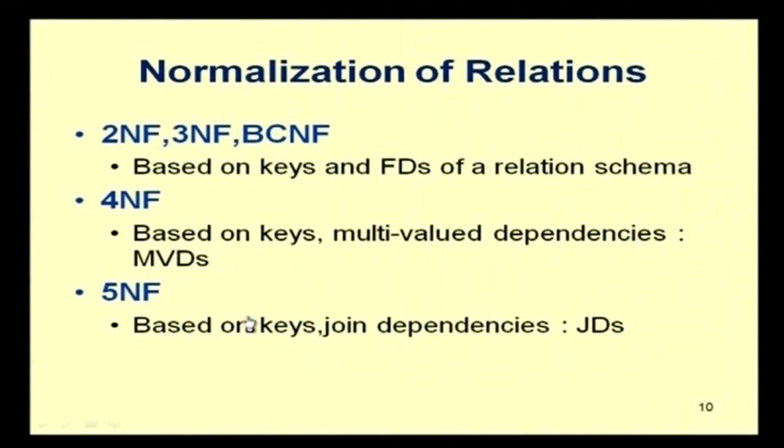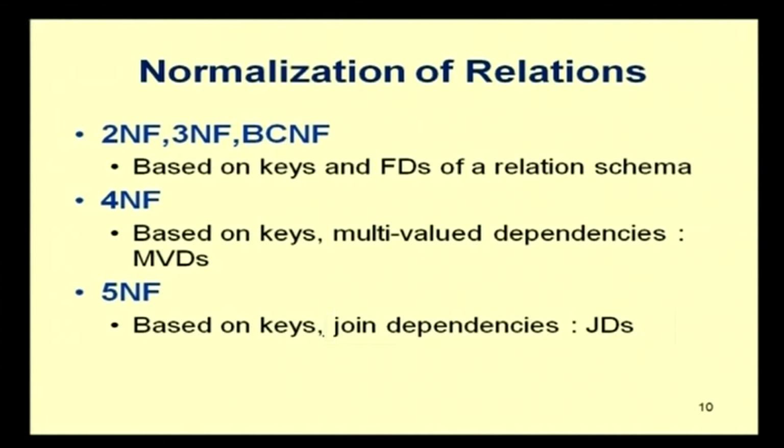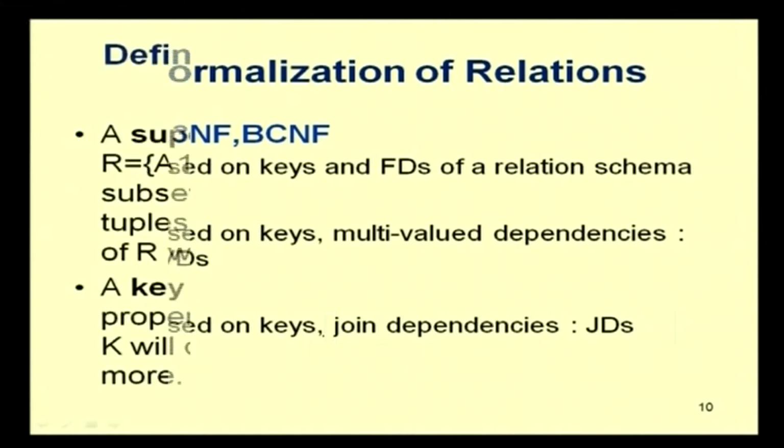So, again as we already told you, we are not talking about the keys in first normal form. We will come back to first normal form later, but here we are going to talk only about the normal forms associated with keys and relations. So, second, third and Boyce-Codd normal form are based on keys and the functional dependencies of a relation schema. Fourth normal form, as we have already told, is based on keys and multi-valued dependencies, and fifth normal form is based on keys and join dependencies called JDs.